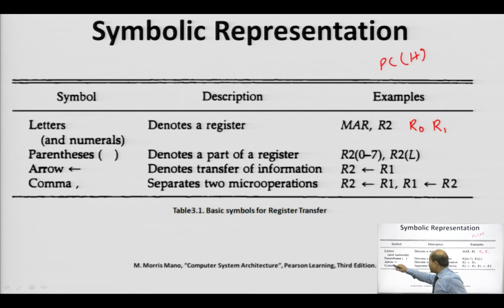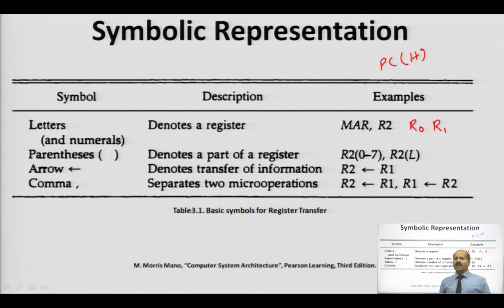Next, arrow. This symbol, arrow, denotes the transfer of information. The head of this arrow shows the direction of data transfer. So, this head is showing that the R1 content is transferring to R2.